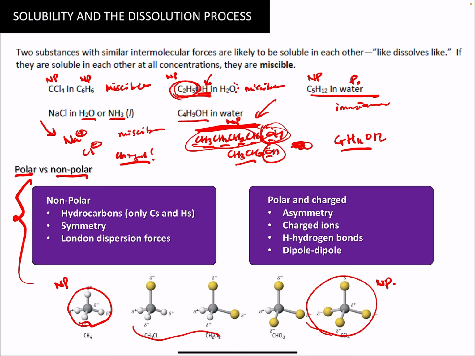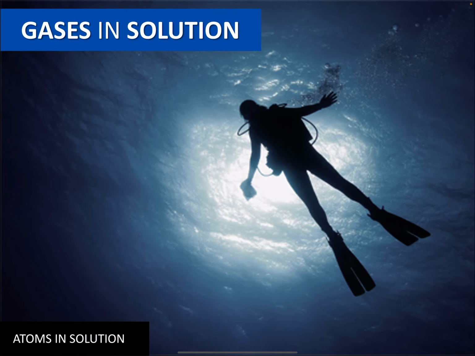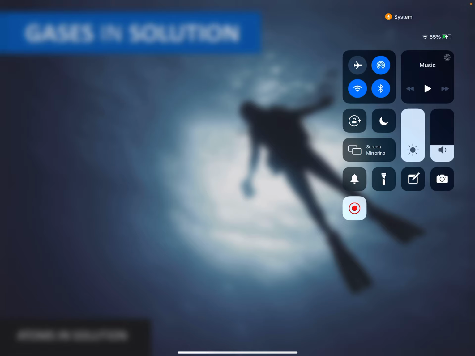But these 3 in the middle, I have 1, 2, or 3 chlorines, which are making them different. They're not all the same, so these guys are all polar. They'd be dipole-dipole interactors. This is why it's tricky to be a polar bear. We'll look at gases in solution next, the solubility and properties of gases.